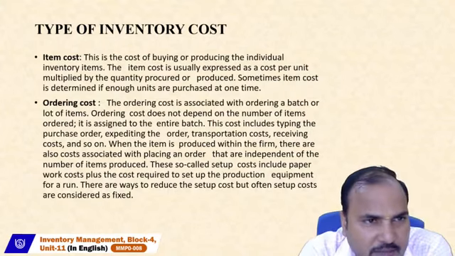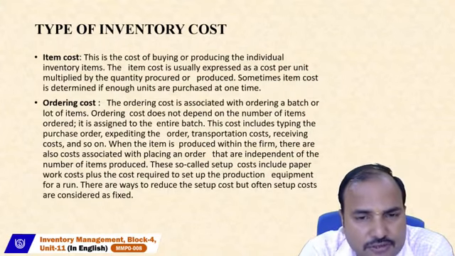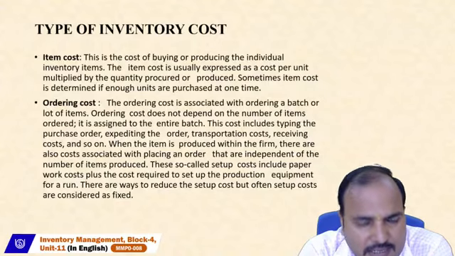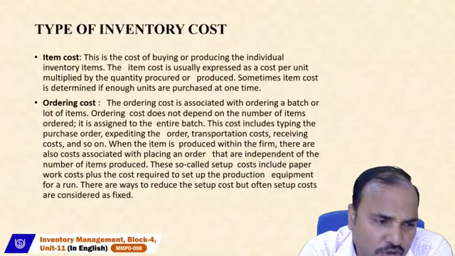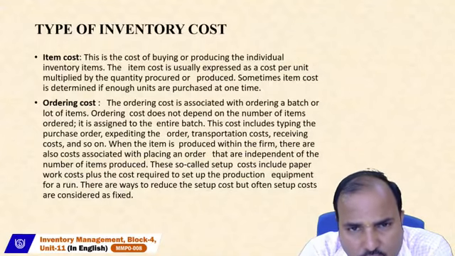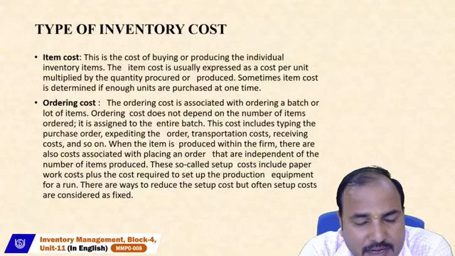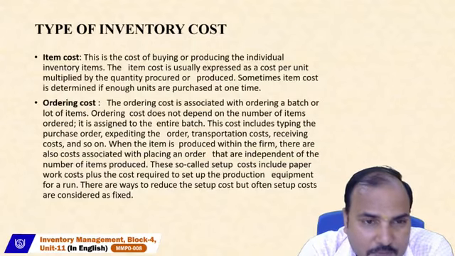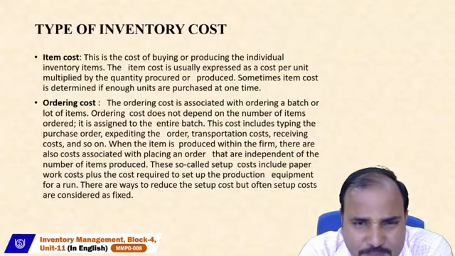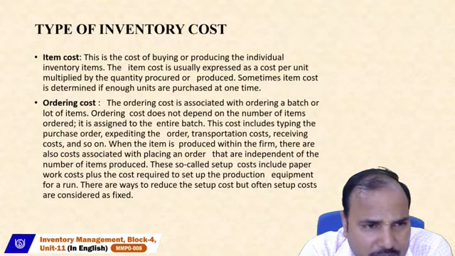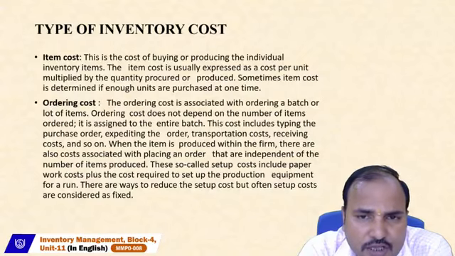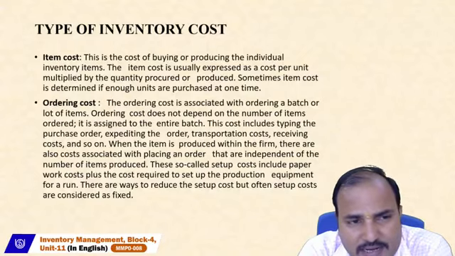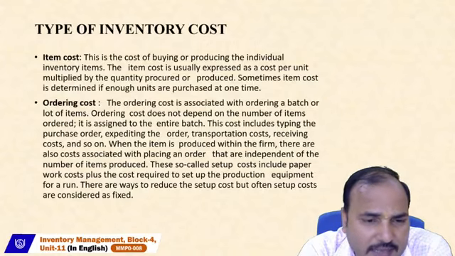Now let us discuss the types of inventory cost. There are so many costs involved in inventory management. Among them, one is item cost. What is item cost? This is the cost of buying or producing the individual inventory items. The item cost is usually expressed as a cost per unit multiplied by the quantity procured or produced. Sometimes the item cost is discounted if enough units are purchased at one time.